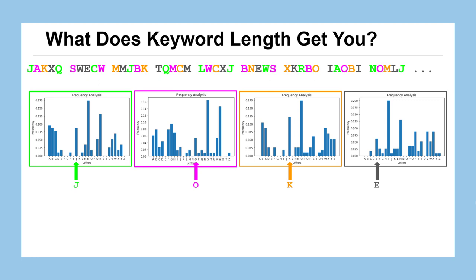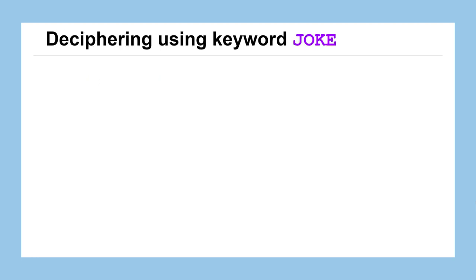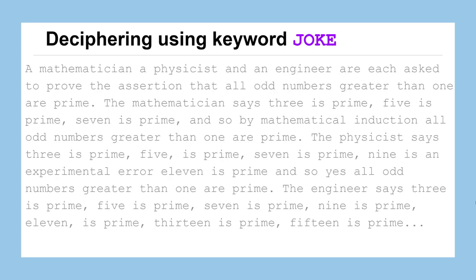And now, if we think those are the most likely four letters that make up our keyword, let's actually go ahead and decipher the ciphertext with joke as the keyword. And if we guessed it right, or are able to deduce that correctly, we should see some English pop out. And if we got a bunch of gibberish, back to the drawing board. Now, in this case, it does happen to work out pretty nicely that we get a joke out of this about a mathematician, a physicist, and an engineer that you can read.